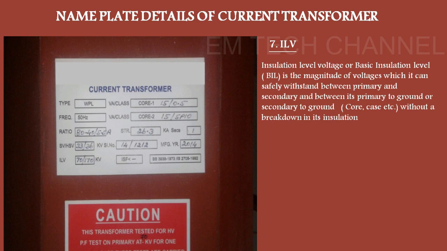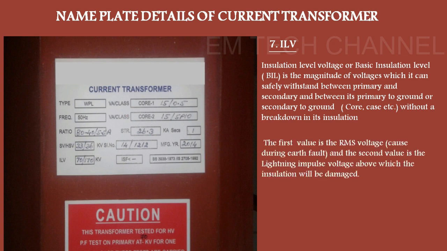The first value represents the RMS voltage. Sometimes this can occur due to an earth fault. So it means that this CT can withstand up to 70 kV RMS voltage between primary and secondary, or primary and earth, or secondary and earth. And the second value is 170. 170 means impulse voltage, that is the maximum lightning impulse voltage. This amount of voltage, 170 kV, it can stand between primary and secondary, or primary and earth, or secondary and earth for short durations without the insulation getting damaged. Here 70 kV is the RMS voltage and 170 kV is the lightning impulse voltage.